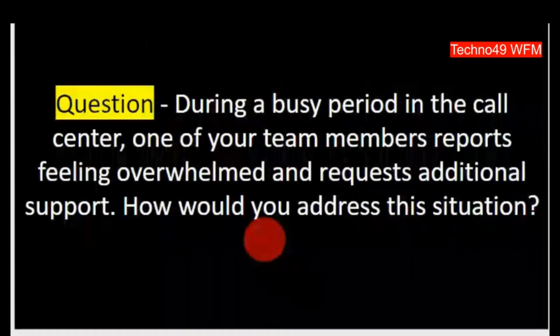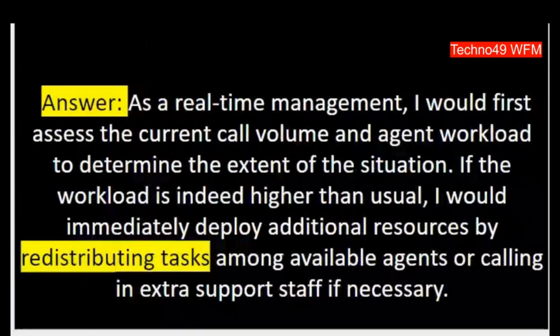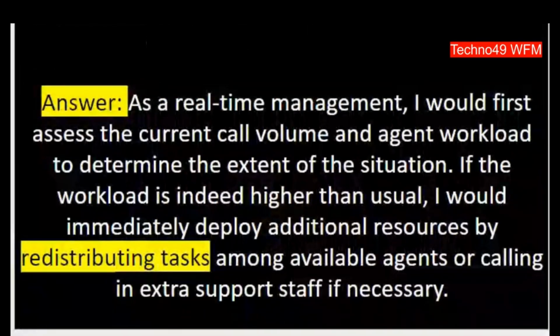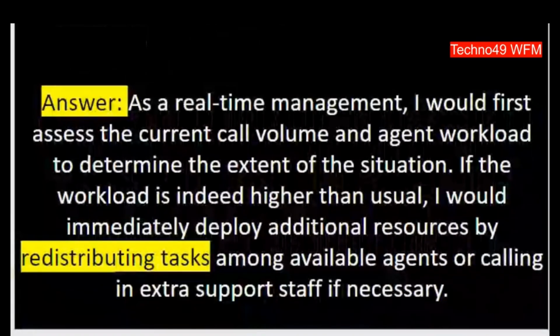Your agents, your team members, are getting too much work. They are getting overworked. So how would you handle that situation to make sure that the employees are not overworked? So the answer you may provide as a real-time management, I would first assess the current call volume and agent workload to determine the extent of the situation.